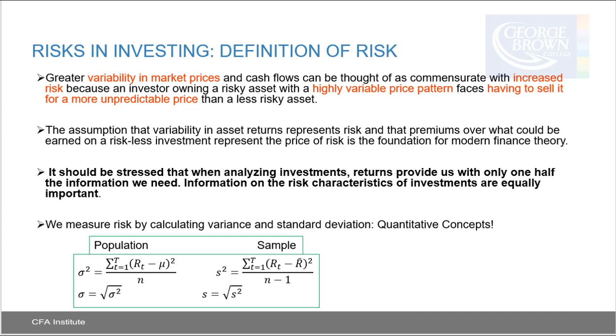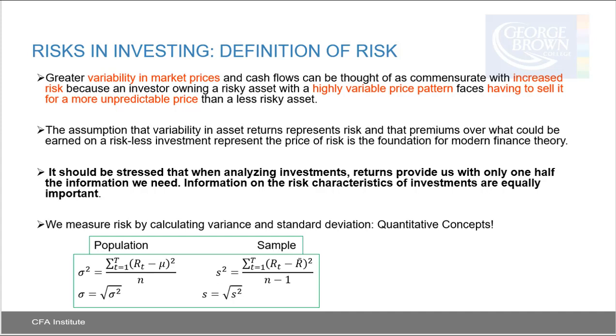This is the definition of risk out of the CFA program. It says greater variability in market prices and cash flows can be thought of as commensurate with increased risk, because an investor owning a risky asset with a highly variable price pattern faces having to sell it for a more unpredictable price than a less risky asset. The assumption that variability in asset returns represents risk, and that the premiums over what could be earned on a riskless investment represent the price of risk, is the foundation for modern finance theory.